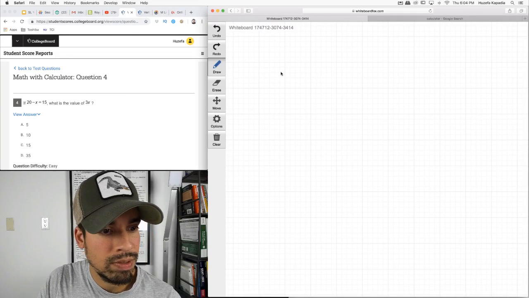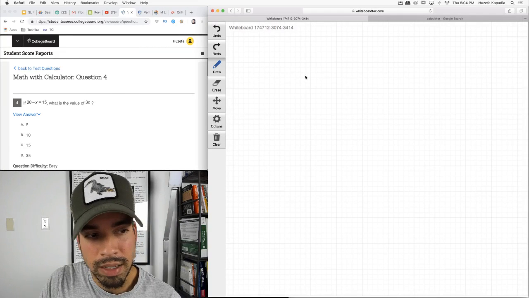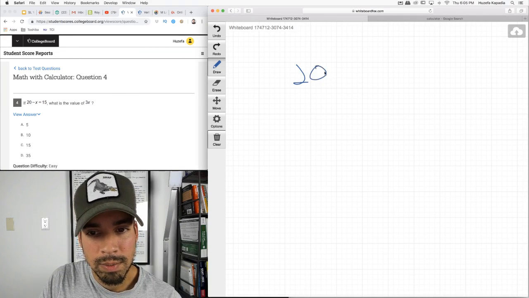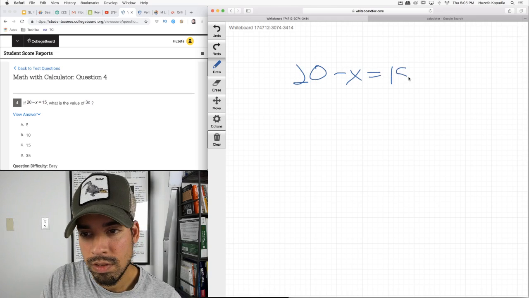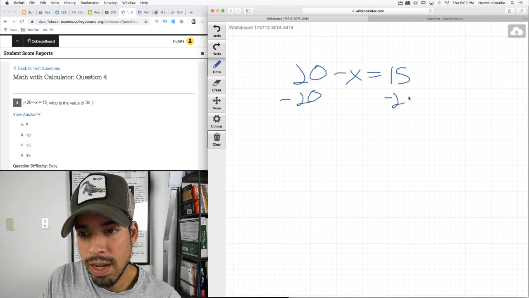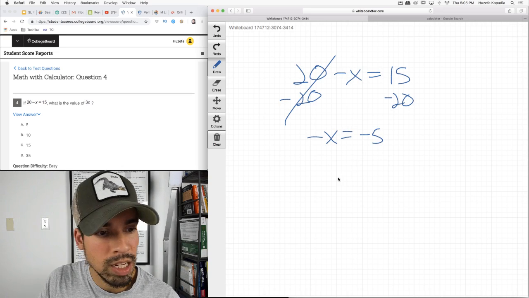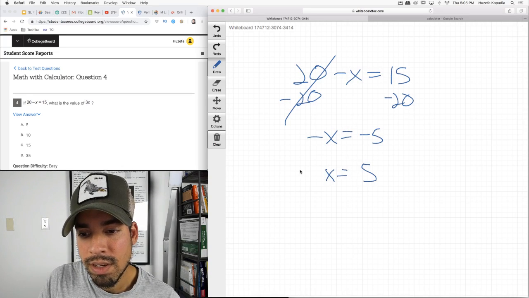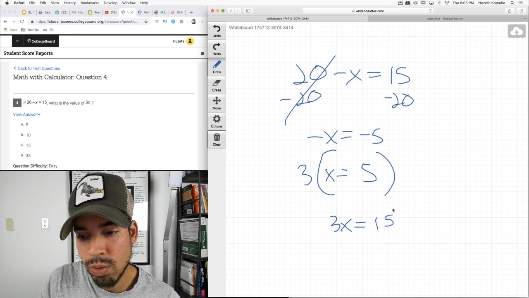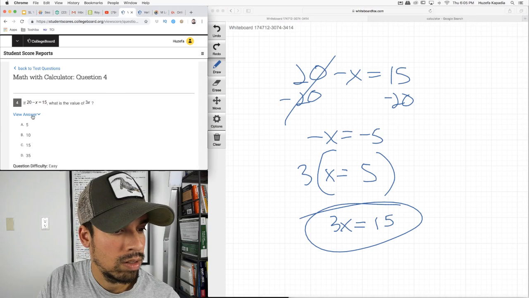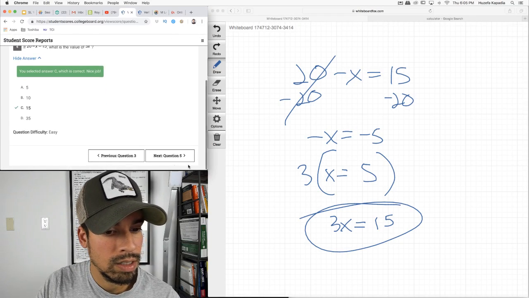If 20 minus x equals 15, what is the value of 3x? Okay, I'm going to solve for x. Negative x equals -5. Multiply both sides by -1. x equals 5. Therefore, 3x equals 15. C. Next.